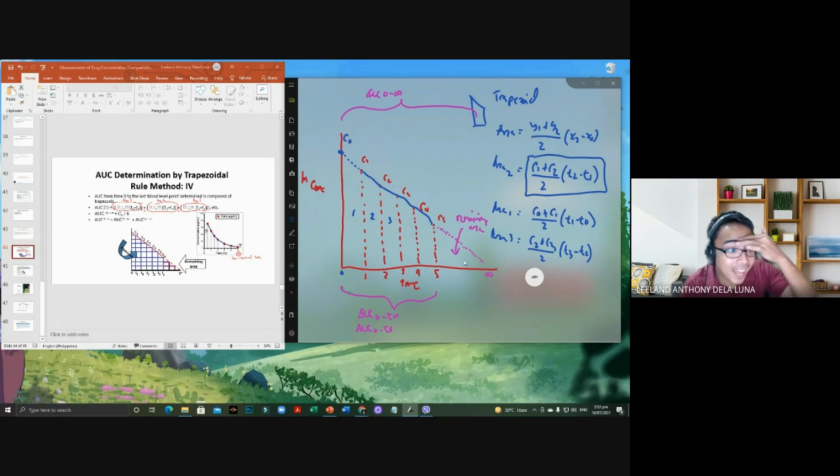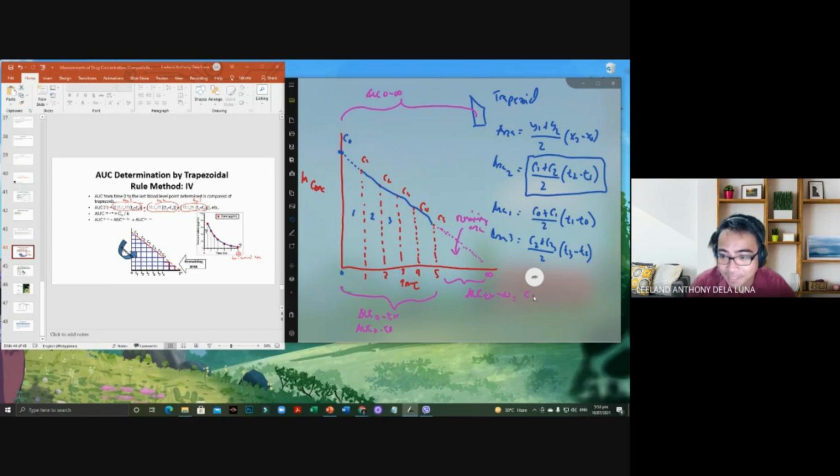Okay? Yung natira. Ito yung part class na hindi ko na nakunan ng plasma concentration. So, dahil hindi ko na nakunan ng plasma concentration, anong gagawin ko? I'm going to assume the value. So, how do I compute now for AUC from TX, from this point, to infinity? Madali lang to class.